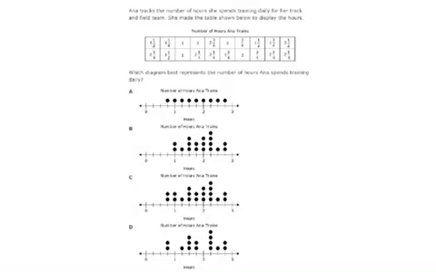So let's review this question. Anna tracks the number of hours she spends training daily for her track and field team. She made the table shown below to display the hours. We have the table here, number of hours Anna trains, and it says which diagram best represents the number of hours Anna spends training daily.